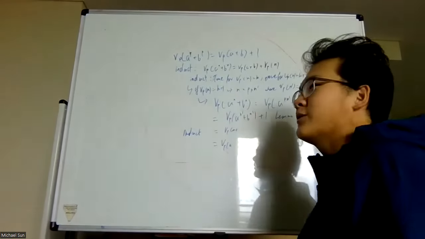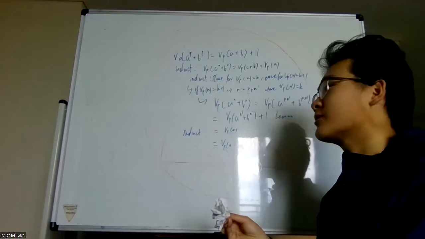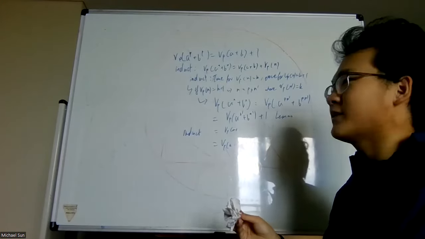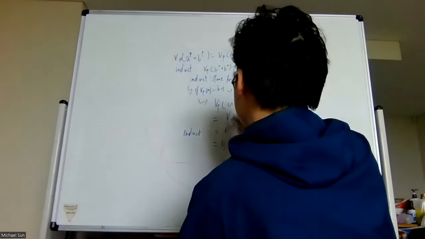Another thing to note is that something can't have infinitely many prime powers, right? Unless it's 0. And if it's 0, the theorem is obvious. You just do it.